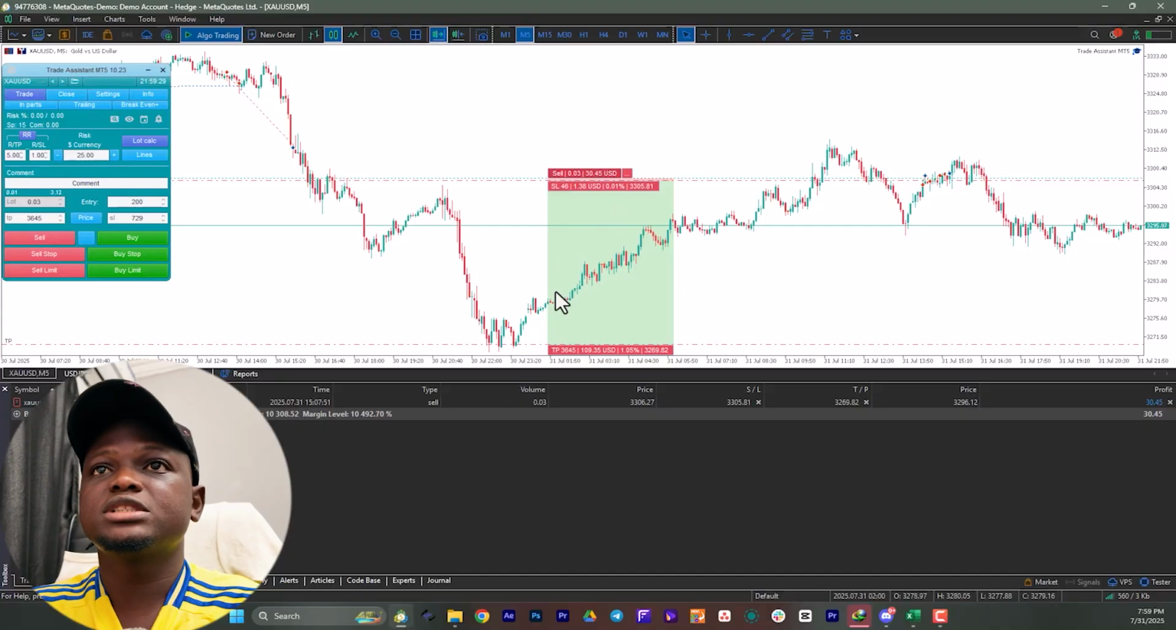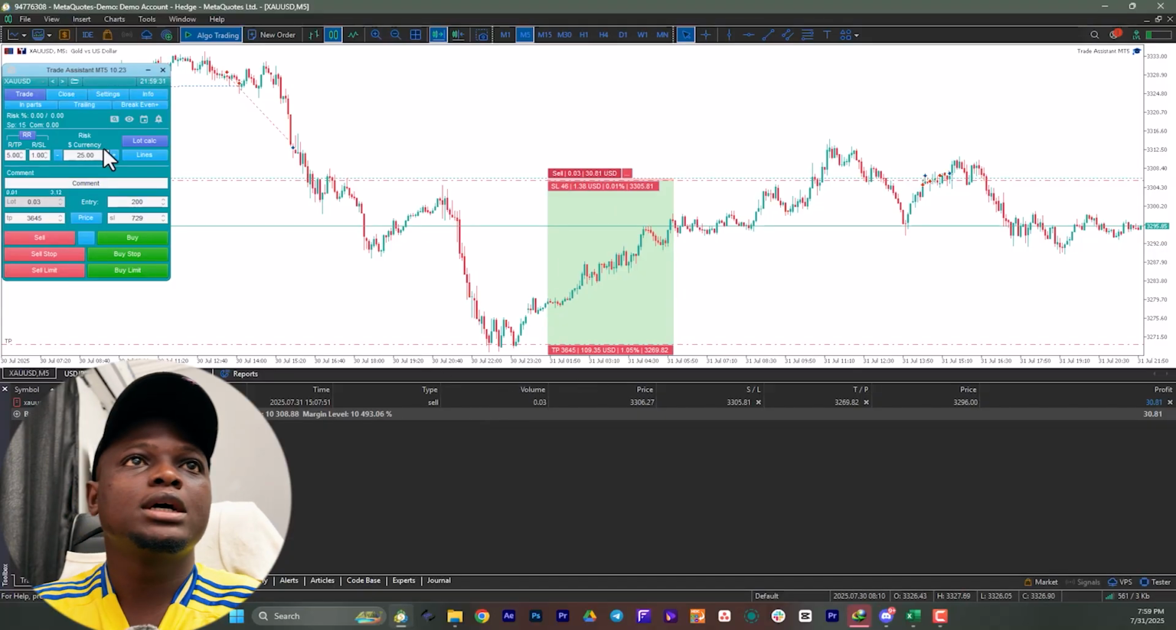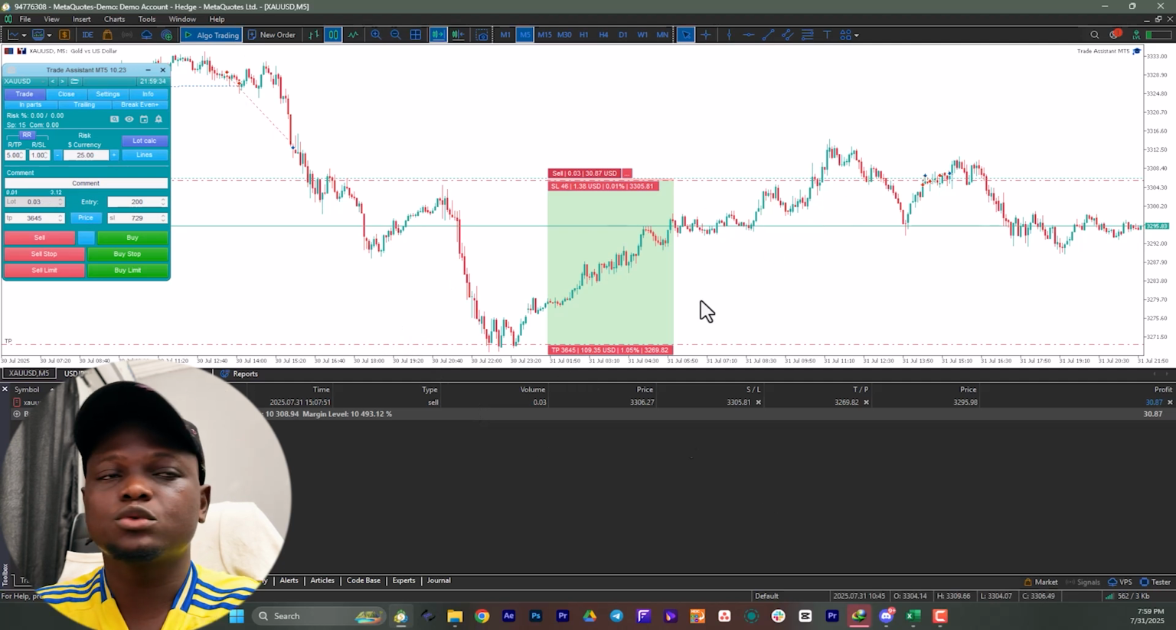So I'll move it to break even. I just leave it there. I will see if it's going to break the external liquidity that we have on the 4 hours and all that. So that's just why I have this one open.